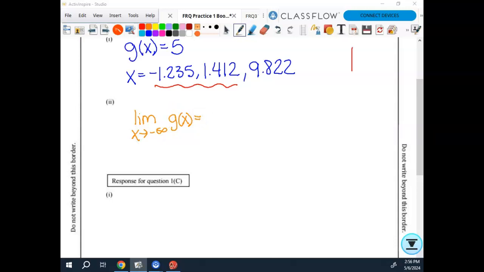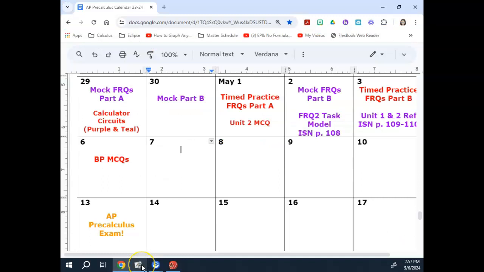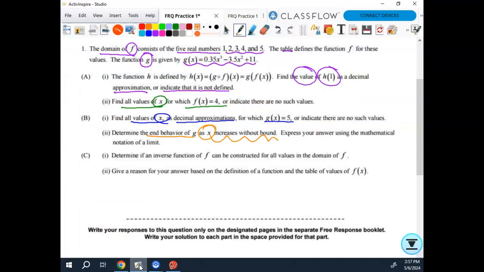Equals, and the limit as x approaches infinity of g of x. I'm worried that even if these are correct, you may not get credit, because then you're not showing that you understand what increases without bound means. This literally says determine the end behavior as x increases without bound. Express your answer using the mathematical notation of a limit. Okay, oops, go ahead and do that again.